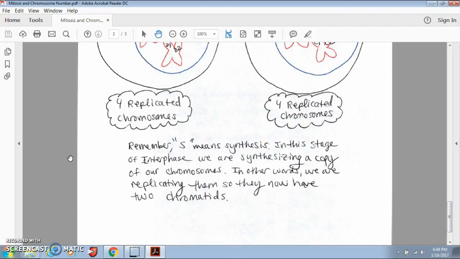And just as a recap, we were exploring how mitosis allows us to create daughter cells that have the same number of chromosomes as the parent cell.